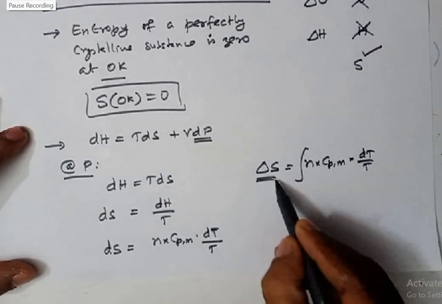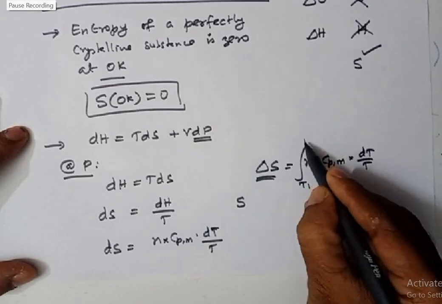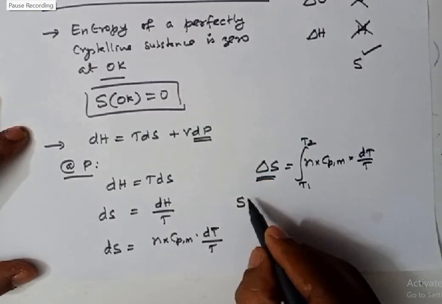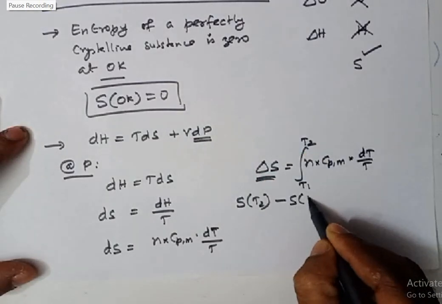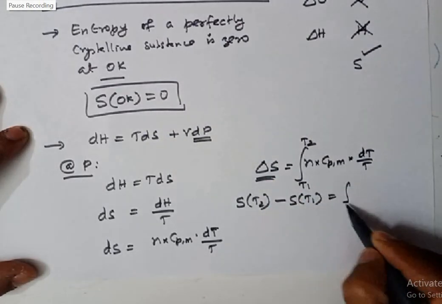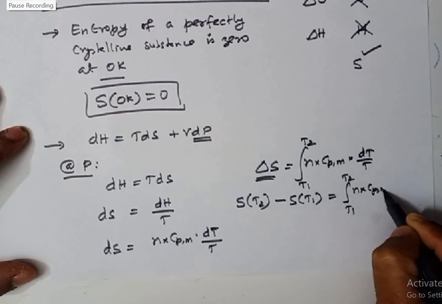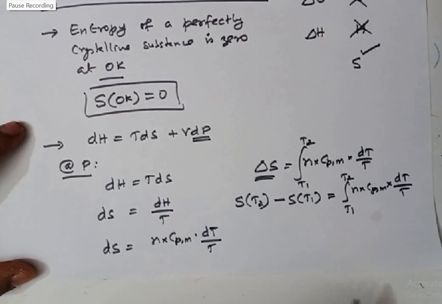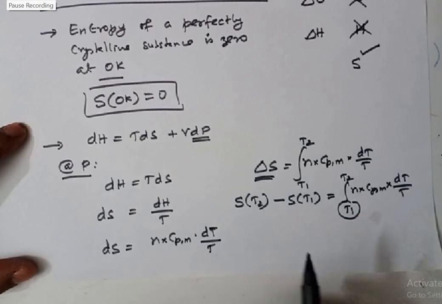What is delta S? See, we have to integrate from T1 to T2. What is delta S? Entropy at the final temperature T2 minus entropy at the initial temperature T1. That is delta S, which is equal to the integral from T1 to T2 of n Cpm dT by T. This we know.